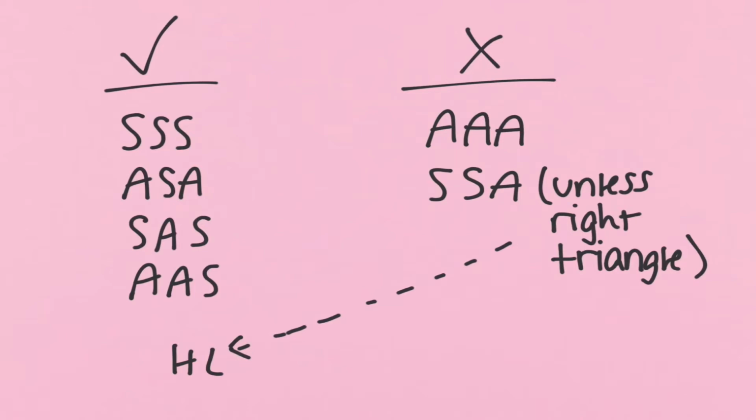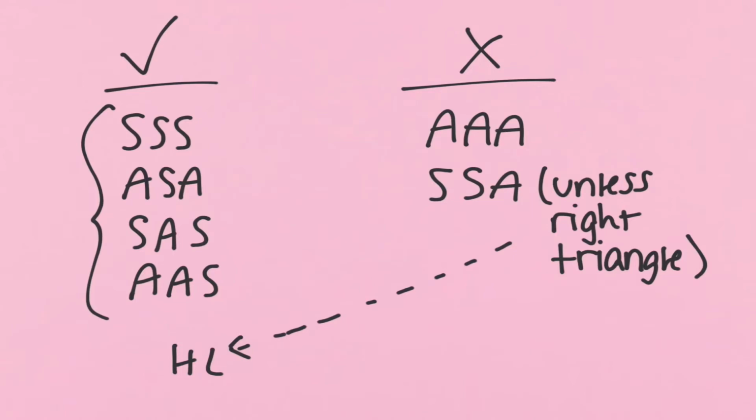Here's a summary of everything. These are the things that do work. Angle, angle, angle doesn't work, and you can remember that because you can have 3 different angles of a triangle, but you can also have a really big triangle with those same 3 angles. So that's not enough to tell us that 2 triangles are congruent.